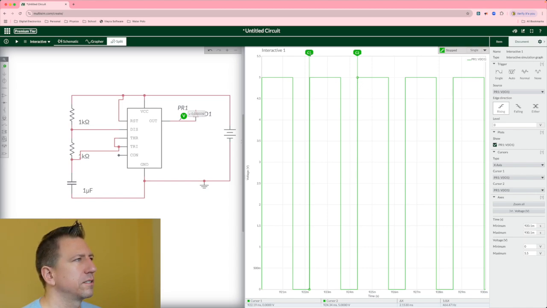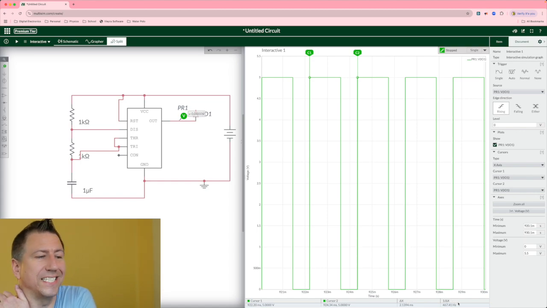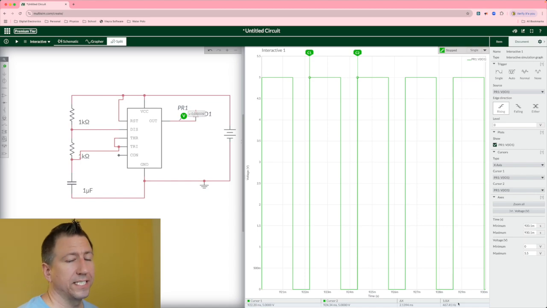And indeed, these cursors are really nice because I can drag them around and I can put them at the beginning of one of our cycles, and I can put the other one at the beginning of the next cycle. And down here at the bottom, they show us where they're at, but more importantly, they show the delta. So the difference between those two positions on this graph is about 2.14 milliseconds. And if you take 1 over that, that's the period. If we take 1 over that, we get the frequency of about 467 hertz. So this is generating or designing a 467 hertz frequency.